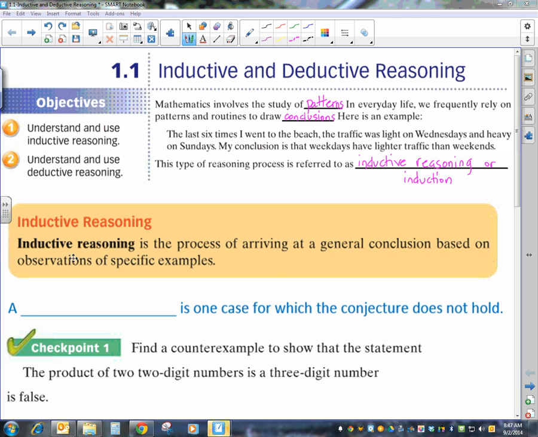One of the ways that they prove that whatever conjecture or conclusion you come to does not hold is they find a counterexample. So keep that in mind when you come to conclusions using inductive reasoning, that this is a possibility.